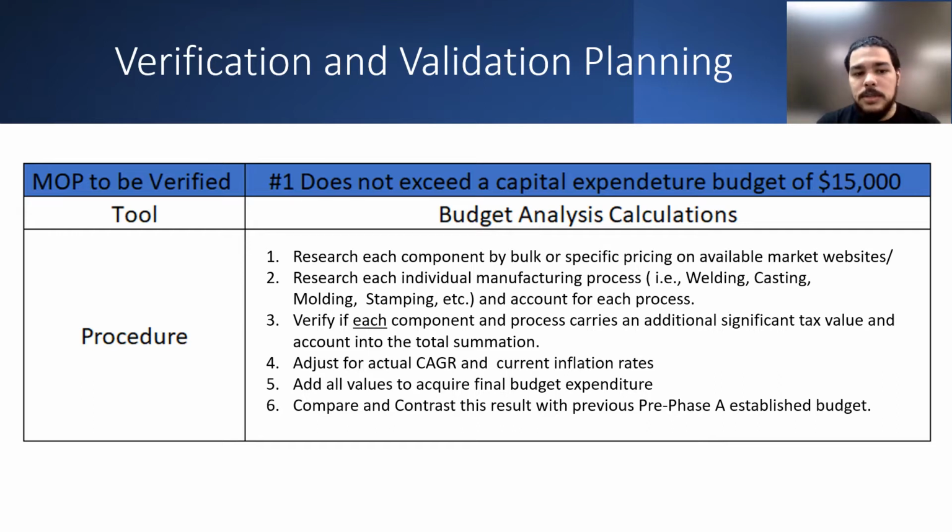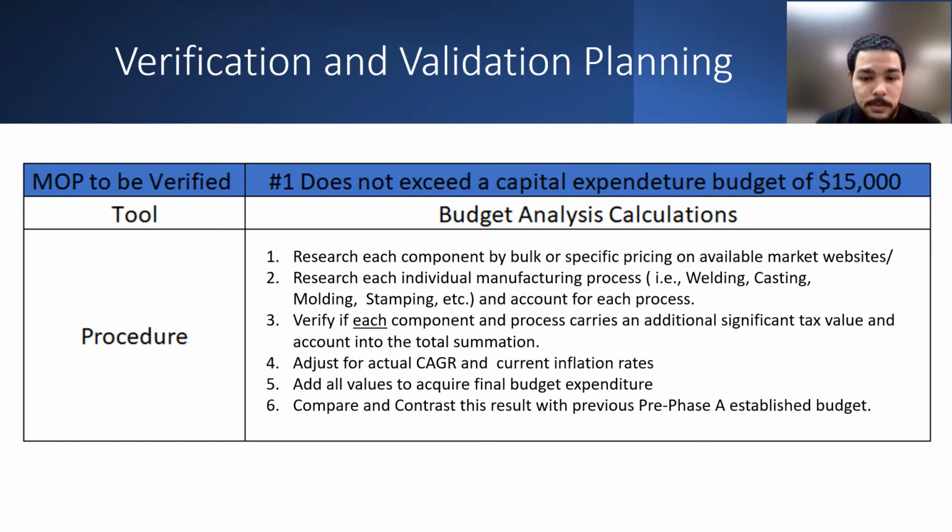Thirdly, would be to verify each component and process, how they carry themselves when it comes to the application of taxes, which would add a significant amount of tax dollar input or excess for each pricing, and tally them up as the process continues. Fourth would be to adjust each process, each component, each individual metal component or electromechanical component to the current inflation rates as seen across the world or in the specific markets in which we are finding them.